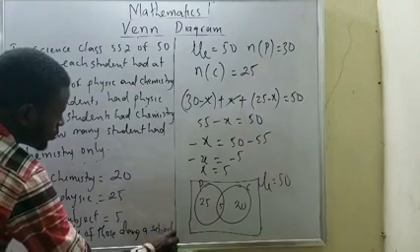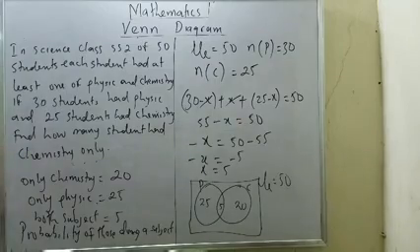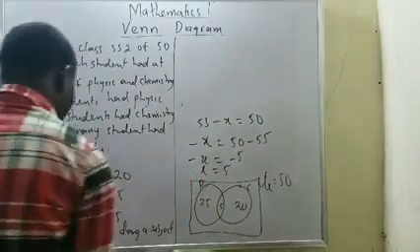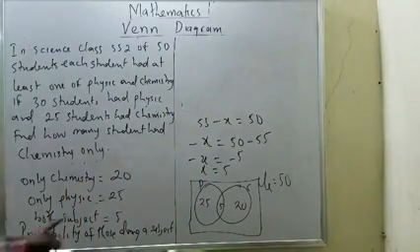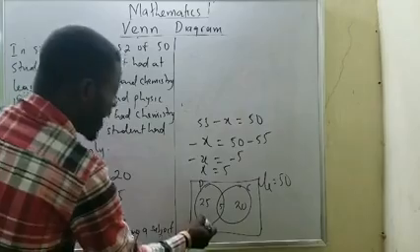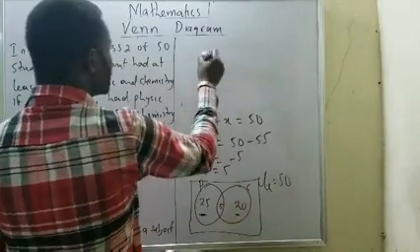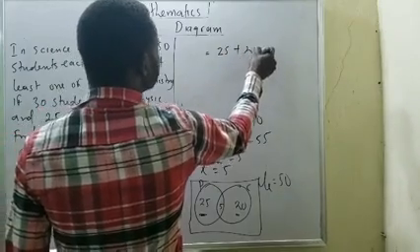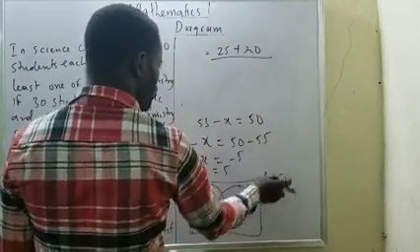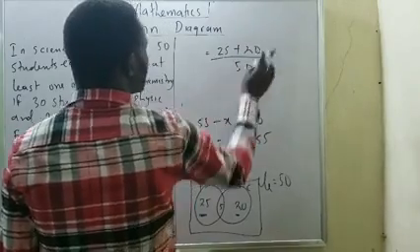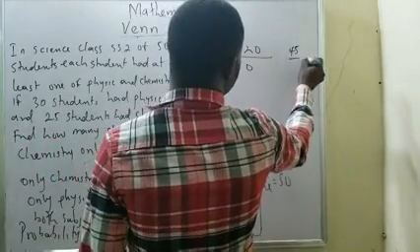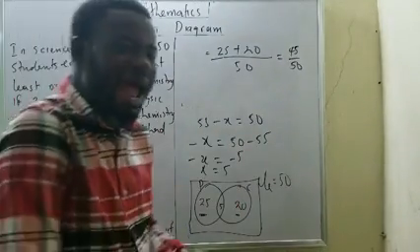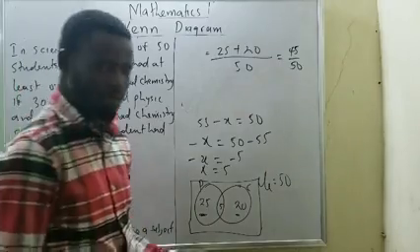Once it's probability, what I will do is not very hard. I will add up the number of those doing only one subject. It means I'll add up this place and this place: 25 plus 20, divided by the total number of students, which is 50. So I will have 45 over 50. That is the probability. They can ask you in any exam the probability of those doing only one subject.